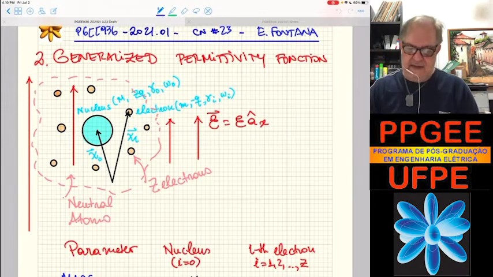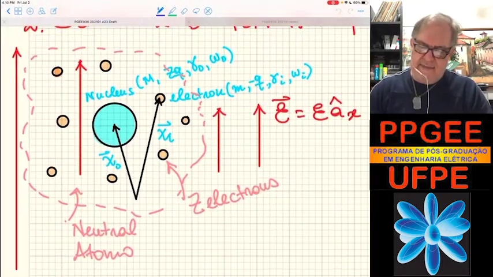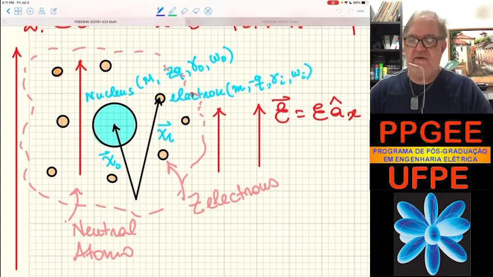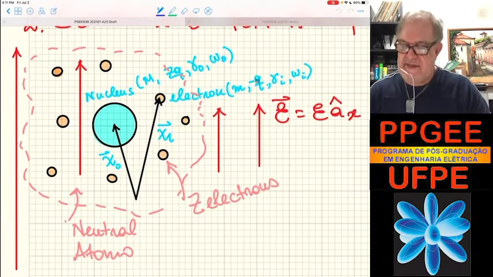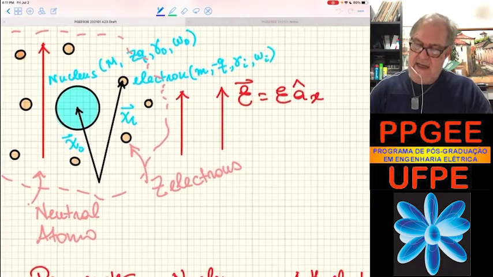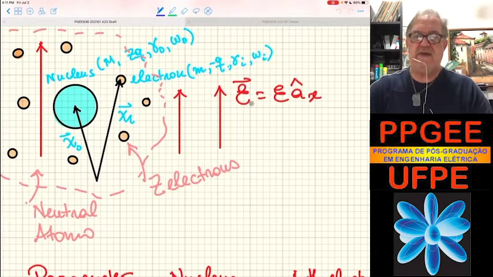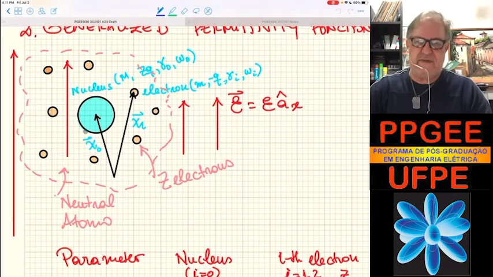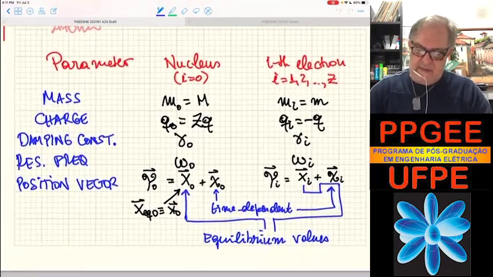So just to situate you, the nucleus has a mass m and total charge Zq, where Z is the atomic number. Let's say it has a damping constant, damping frequency gamma 0, and a resonance frequency omega 0 now. And we have several electrons with different properties. They have the same mass, they have the same charge, minus q, but they have different damping constants and different resonance frequencies. Let's assume again a field is applied in the x direction. So we have a neutral atom here. Let's see how the permittivity function looks in this case. Let's just review what the parameters are that we have.